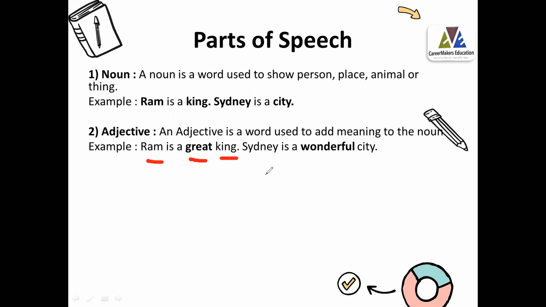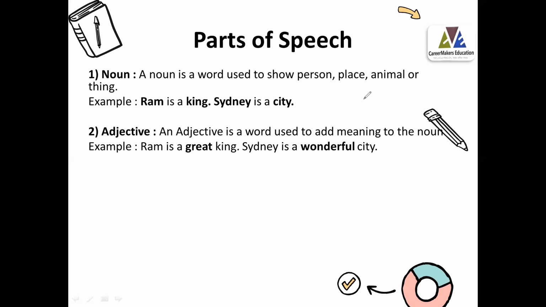Similarly, if I say Sydney is a wonderful city, when we ask a question to the word city, how is this city, the answer that comes is wonderful. So wonderful is adding some meaning to the word city, and hence it is an adjective. The other example that I would like to quote here is Sachin Tendulkar is a great batsman. Sachin Tendulkar is a noun. Batsman is also a noun. But great is adding some meaning to the word batsman. So great is an adjective.